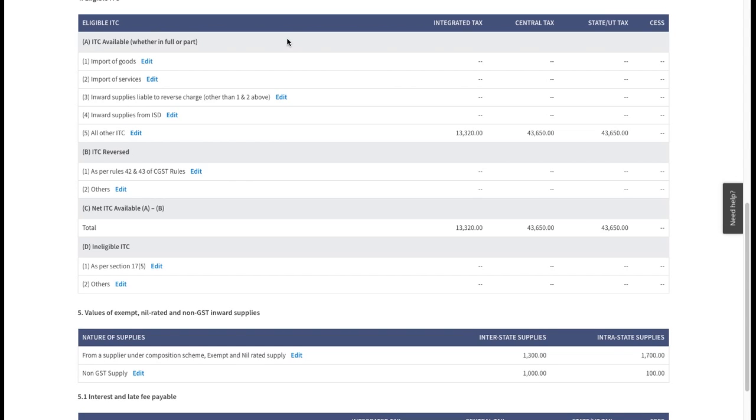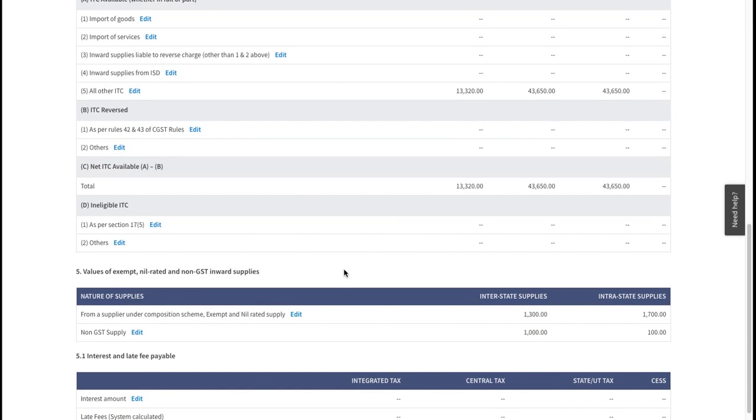Eligible ITC as per Section 17 sub-section 5, the negative list for ITC. For example, amount paid for membership of a club, health and fitness center is included in the negative list and cannot be claimed as ITC. Others, any other taxes or credit that may be ineligible.